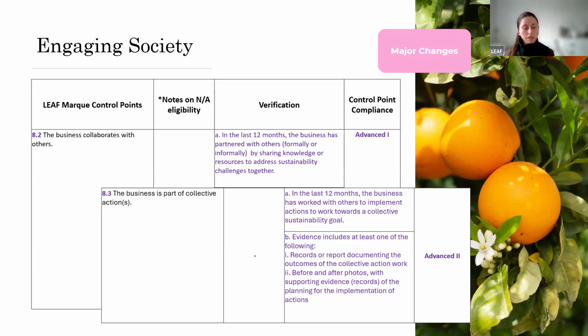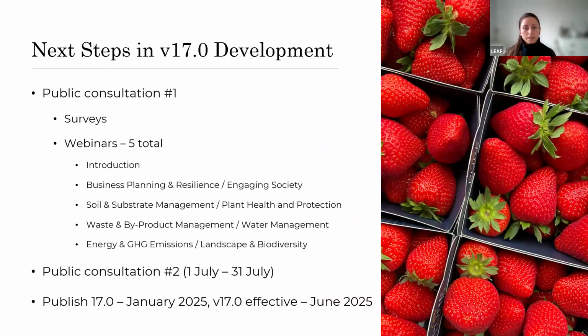And then the collective action control point builds upon the collaboration control point, in that a business is actively working with others to take action towards that collective sustainability goal together. And this control point we're proposing as an advanced 2 control point, so 1 step up from the collaboration control point. And again, this requirement for collective action won't be mandatory for certification. So that is an overview of the key changes to those 2 sections.